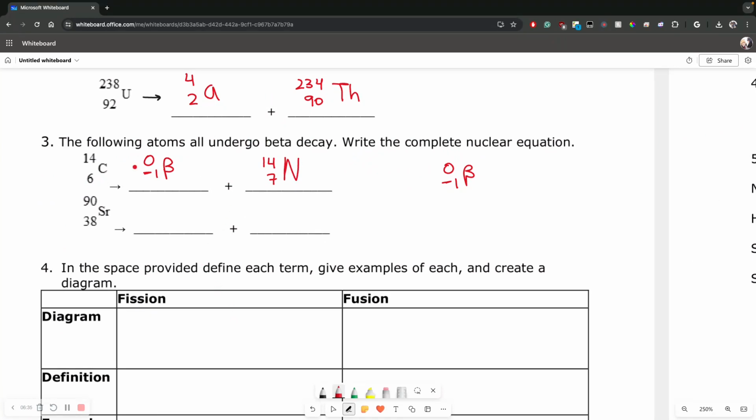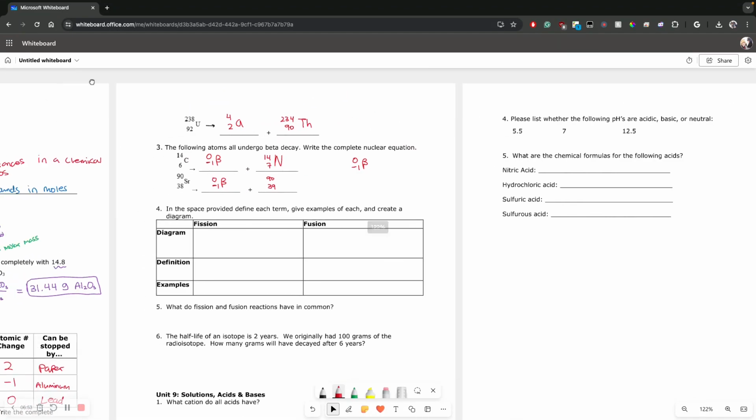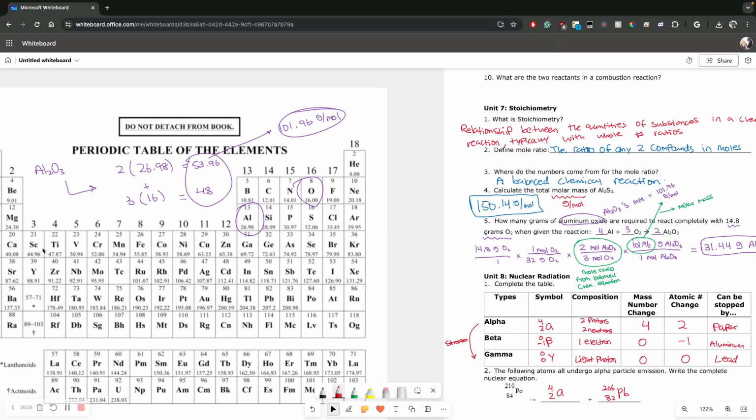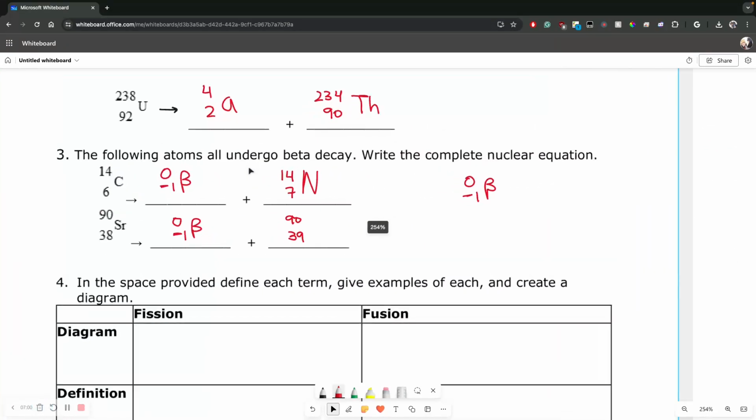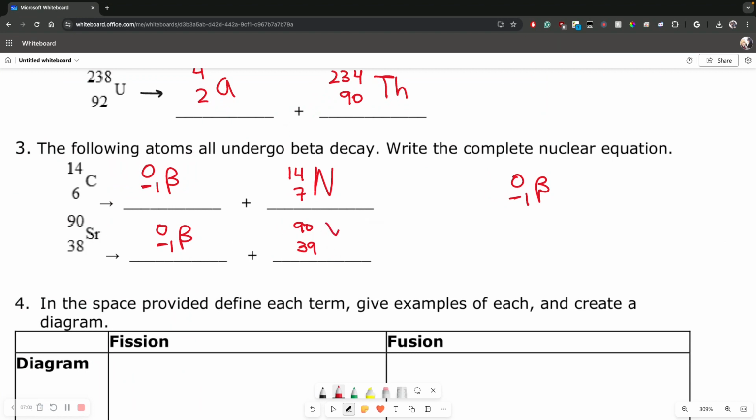Moving on to the next question, in a similar fashion, we're going to have beta decay right there. And 90 plus 0 is 90. And 38 minus 1 is the same thing as 38 plus 1, which gives you 39. And the 39th element on the periodic table is yttrium, Y. Alright, so that will be Y. Okay, let's write that differently so it does not get confusing. Yes, Y.